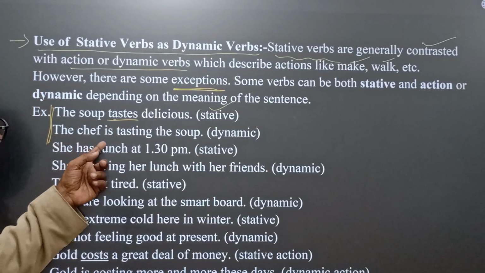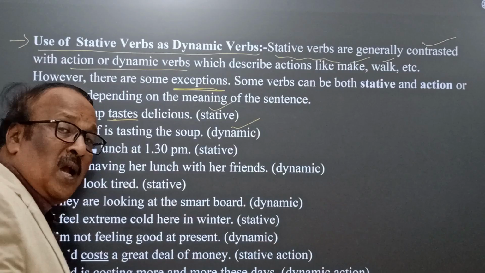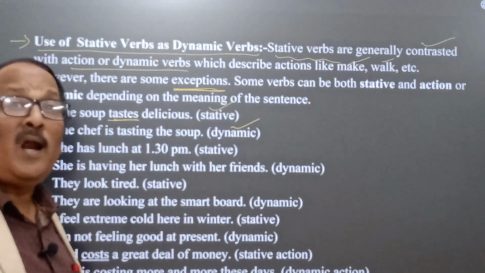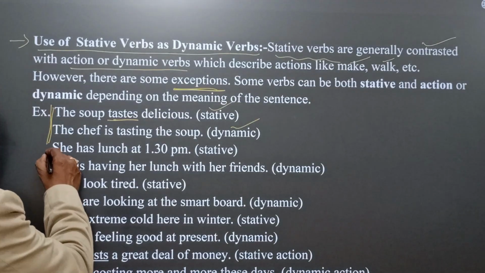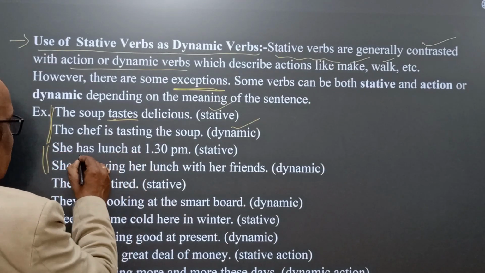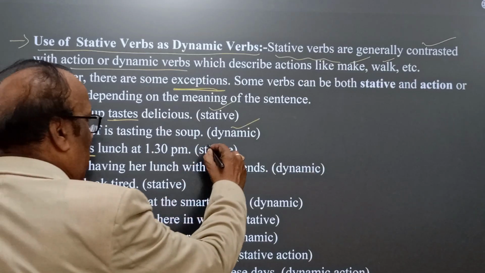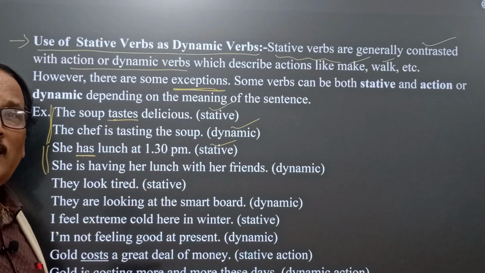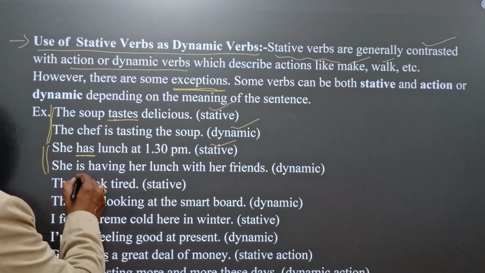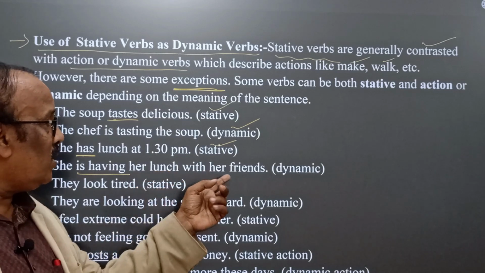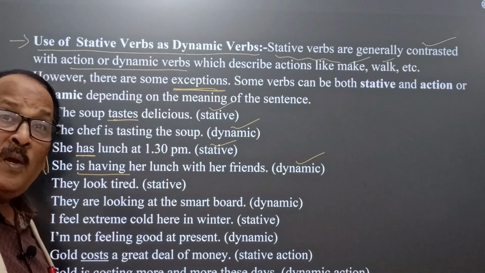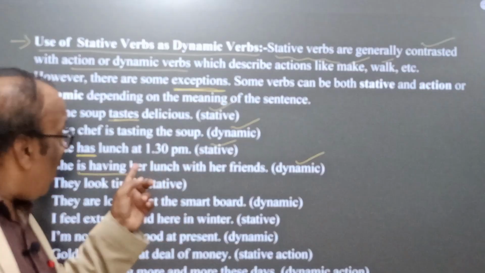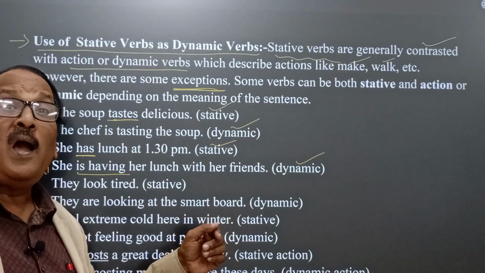But the chef is tasting the soup. This is dynamic action. It has been used in present progressive and the action is continuing at the time of speaking. The other idea, she has lunch. Here has is a stative verb. It means she takes lunch at 1:30 p.m. But here she is having her lunch with her friends. It is now a dynamic verb because she is eating or taking her lunch with her friends at present.